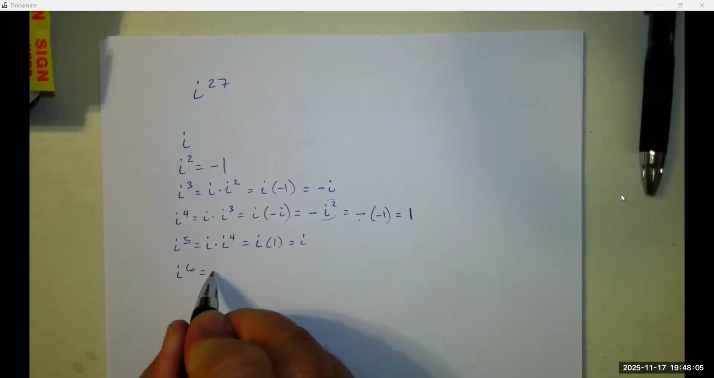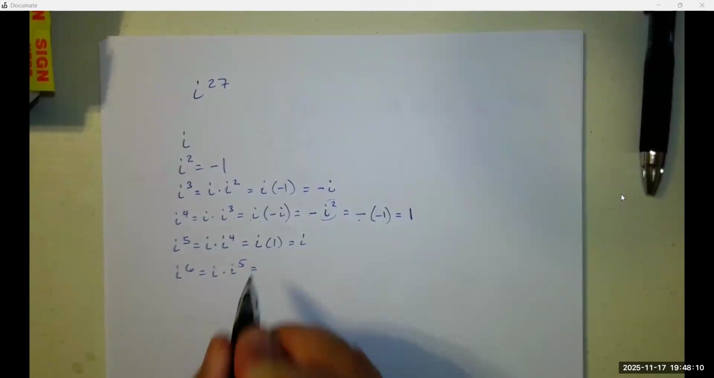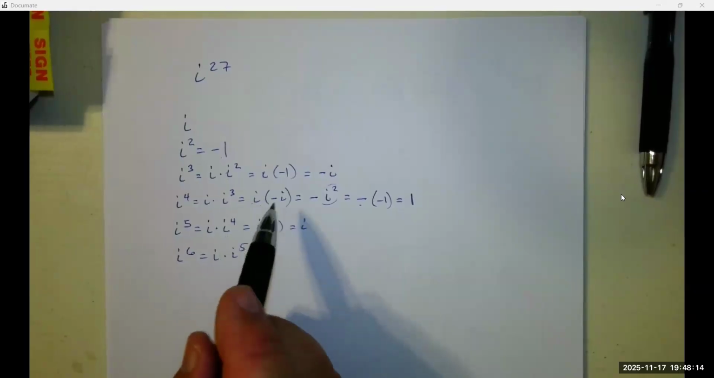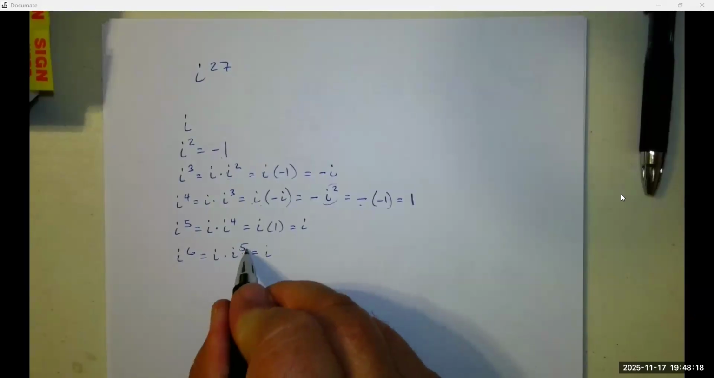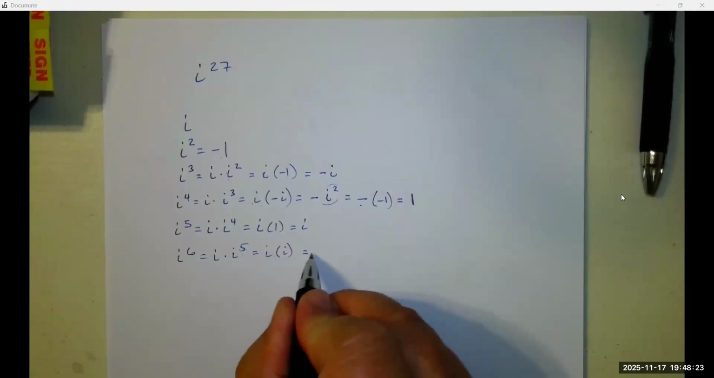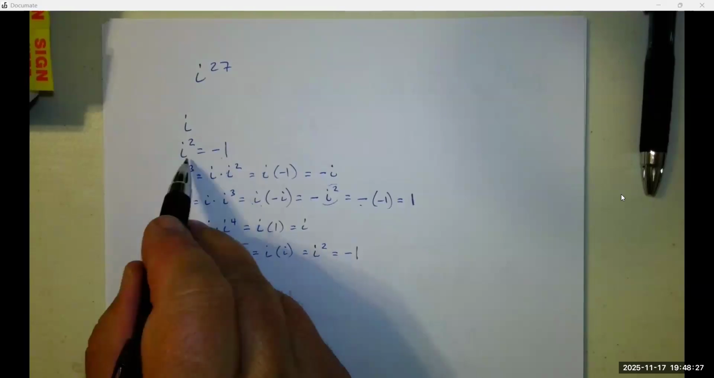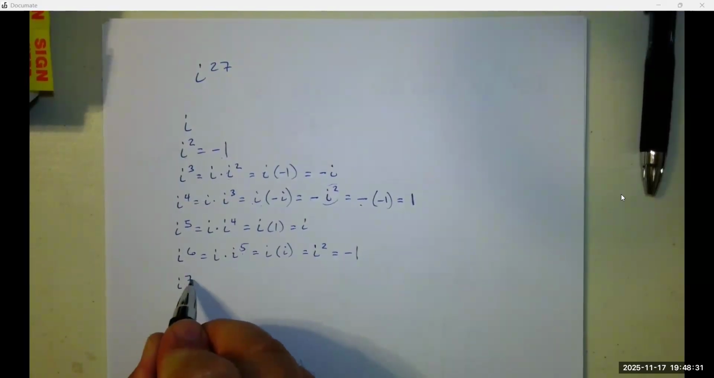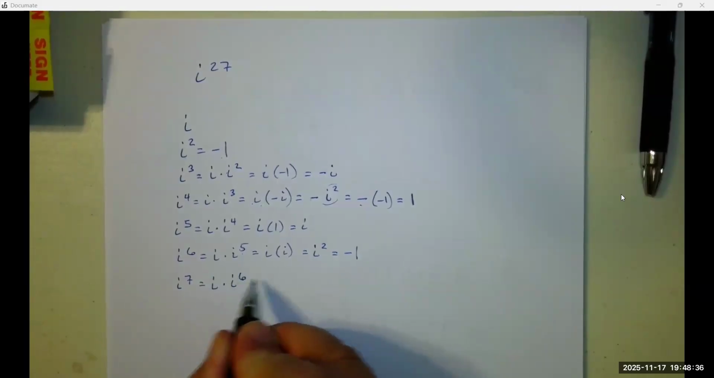i to the sixth would be i times i to the fifth. This is called inductive reasoning. Because of what we did in the past, we can use it in the next step. So we have i to the fifth, we know, is i. So i times i is i squared, which makes it negative 1. That's what i squared equals. i to the seventh is i times i to the sixth.